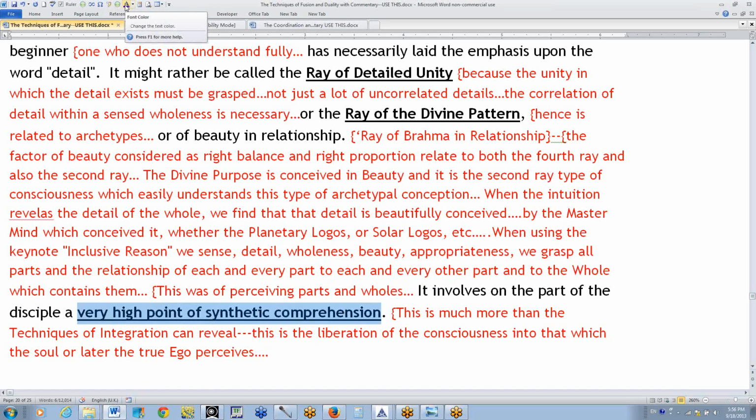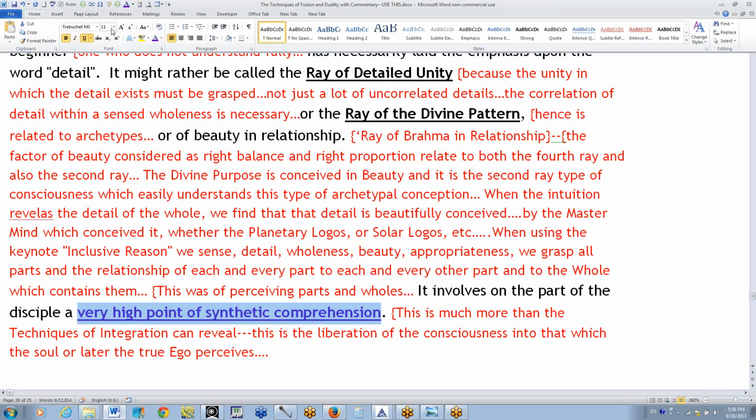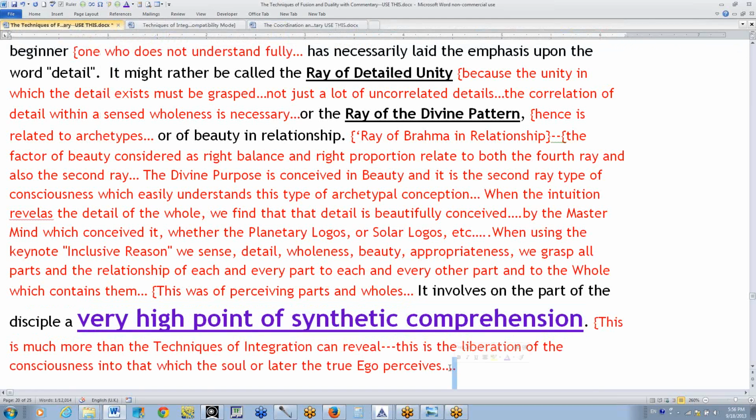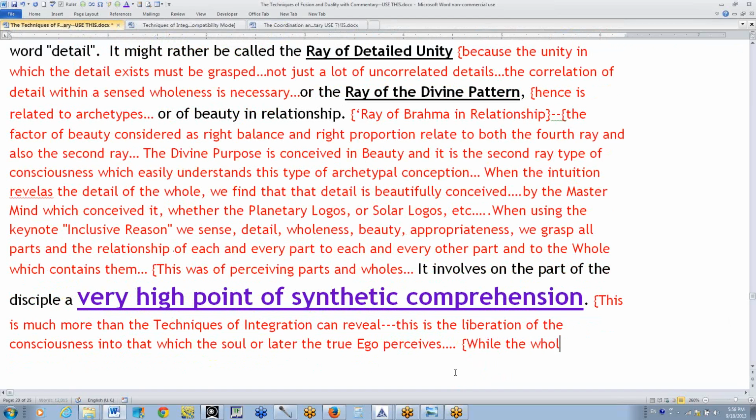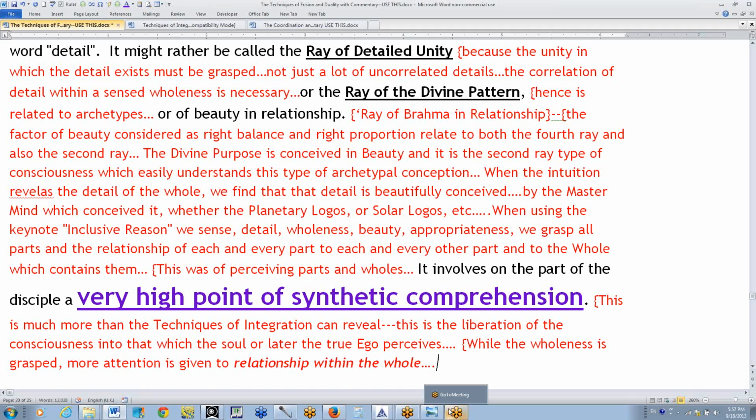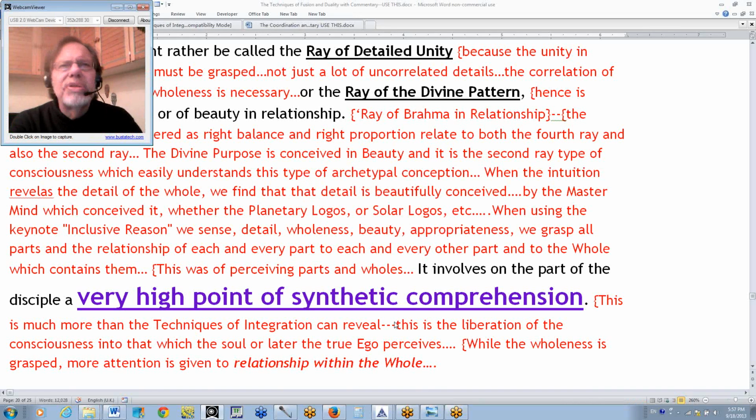The wholeness is indeed grasped, but more attention is given to relationship within the whole. So, while the wholeness is grasped, more attention is given to the manner, I'll simply say, to relationship within the whole. And when we ask ourselves, what mean you by that word, or what does that mean, we are actually looking for all the connections that our particular focus has within the context we are considering. What does this mean within the context in which it is placed?